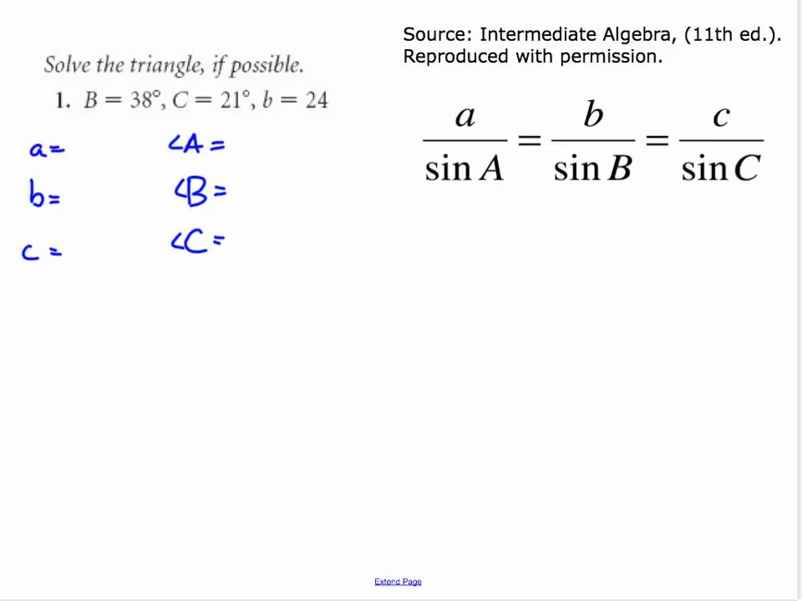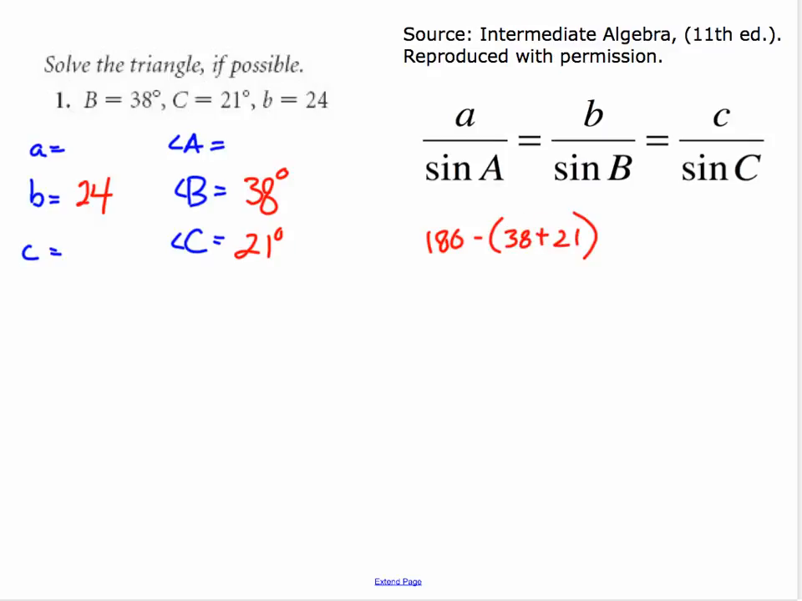Okay, now for this particular question, I know side B is 24, and I know angle B is 38, and I know angle C is 21 degrees. So here's the information that I have, and I have to figure out the other three things. First off, I know that if I know two angles of a triangle, I can figure the third one out by simply subtracting those from 180.